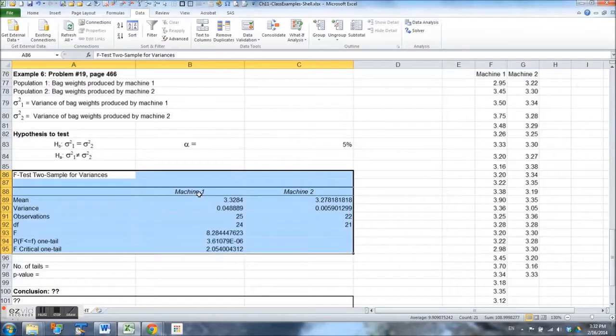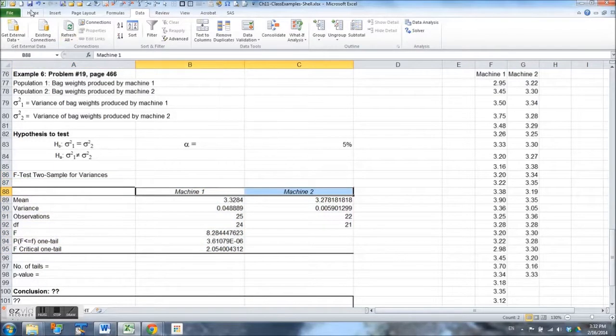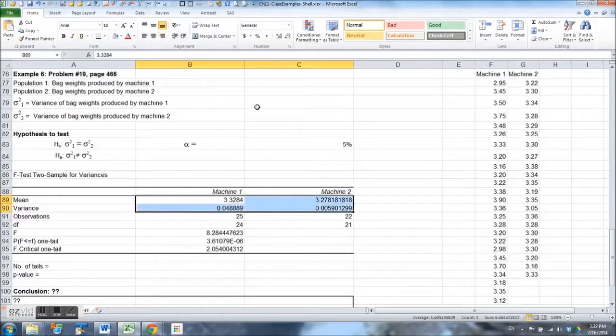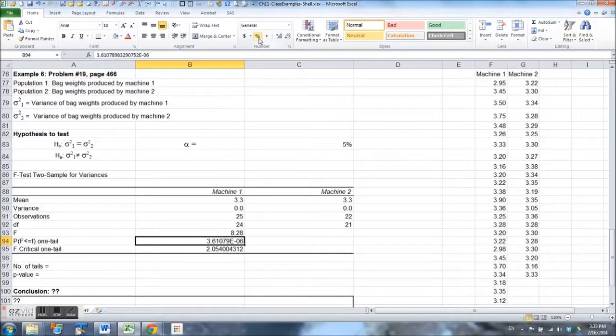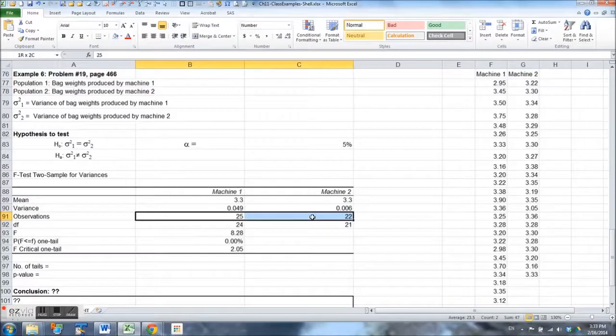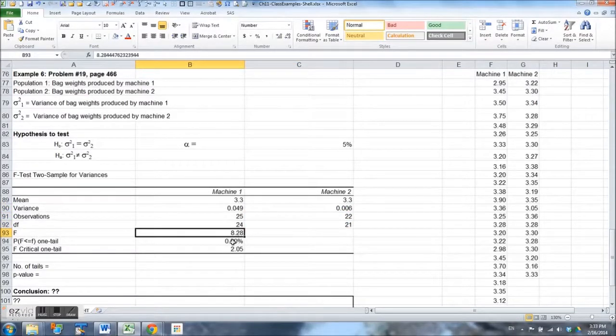And this generates the statistics that we want. So let's go ahead and format it a little bit. Now the mean is given in the first row, variances are given in the second row. Okay, let's increase the decimal places a little bit. Then the sample sizes, the degrees of freedom, then the F statistic is given, then the p-value for one-tailed test.